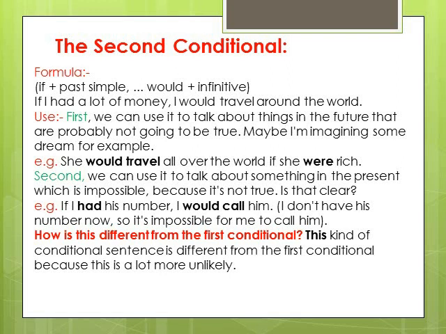If you look at the example given here: she would travel all over the world if she were rich. That means she is not rich and she didn't travel, but you are just imagining a situation and expressing it. When you have such a situation, you should use the second conditional, which is formed in the past simple in the if clause, and the second part is would plus infinitive. It's totally different from the first case.